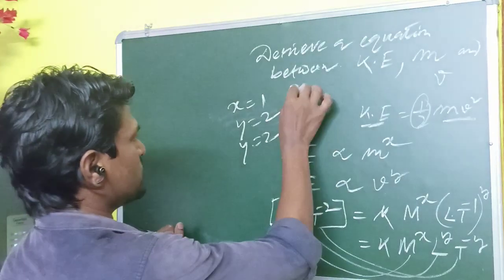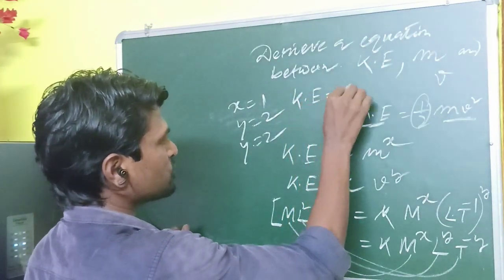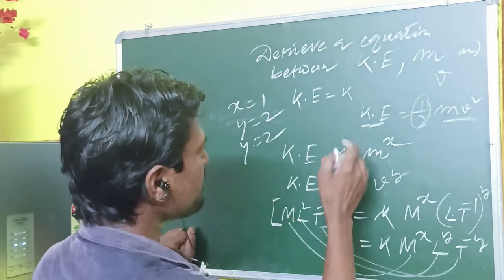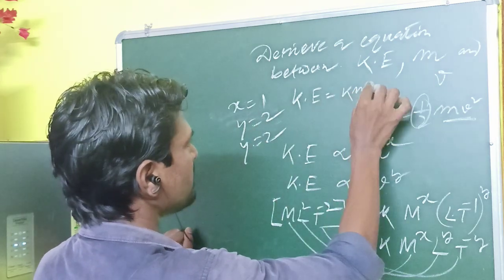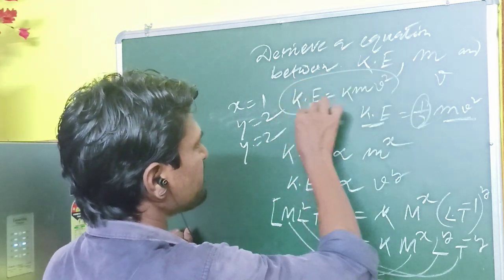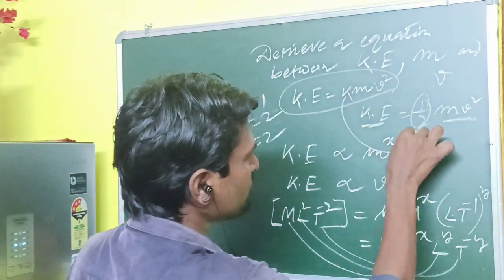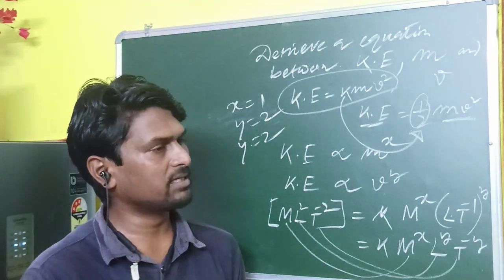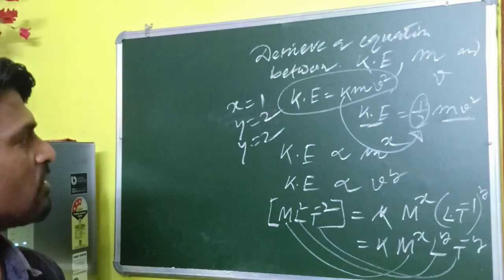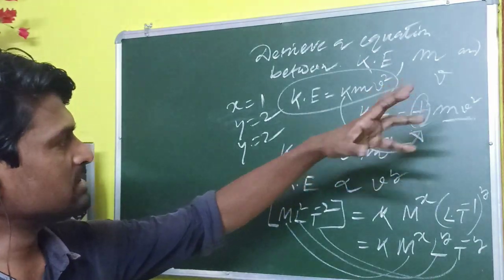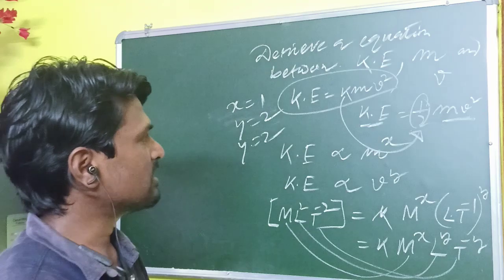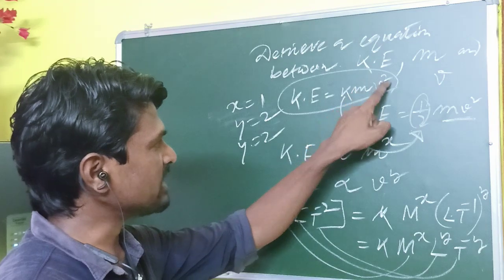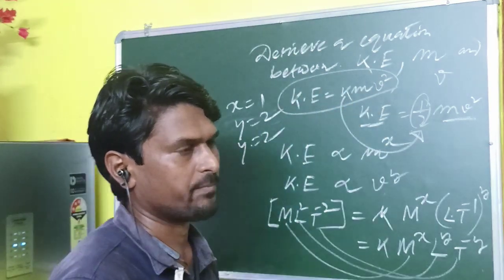So kinetic energy equals the proportionality constant k, and m to the power of x, that is 1, and v to the power of 2. So k m v square, and you know that the value of k is half. But dimensional analysis cannot find that proportionality constant, and this is the demerit of dimensional analysis. But dimensional analysis can check the relationship, that is, the exponents relationship between the different physical quantities.